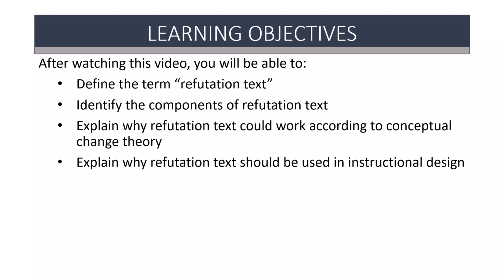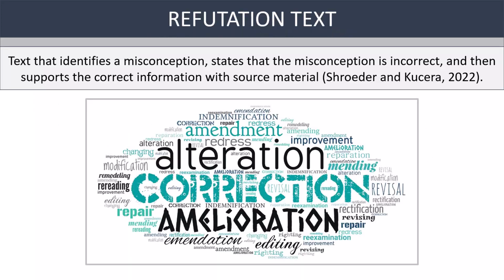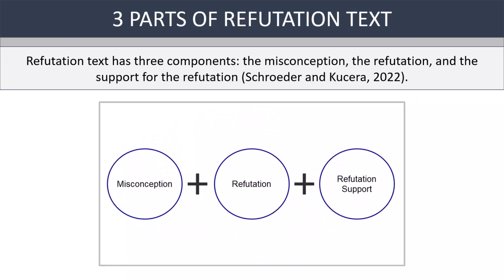instructional design. Refutation text is text that identifies a misconception, states that the misconception is incorrect, and then supports the correct information with source material. Now, refutation text has three components: the misconception, the refutation, and the support for the refutation.